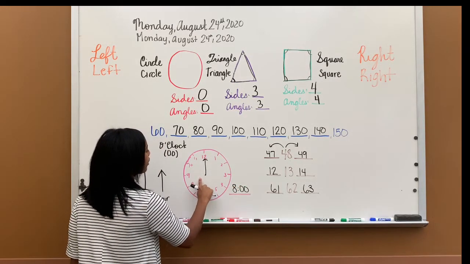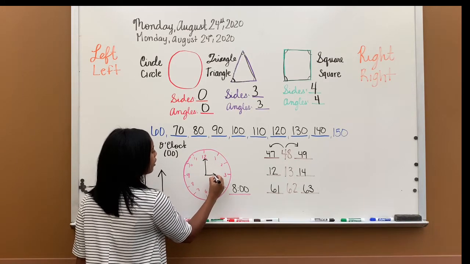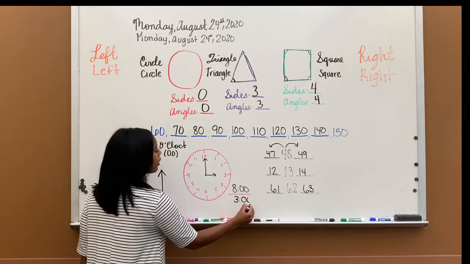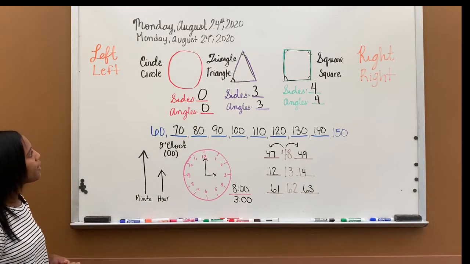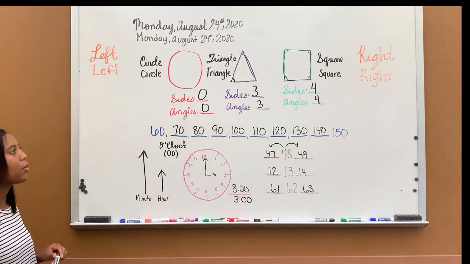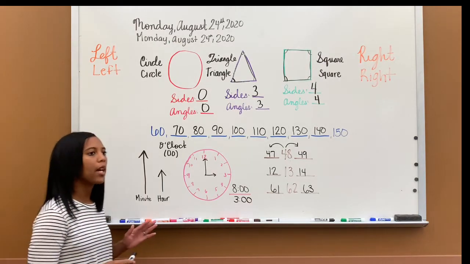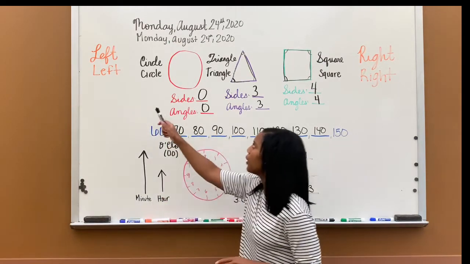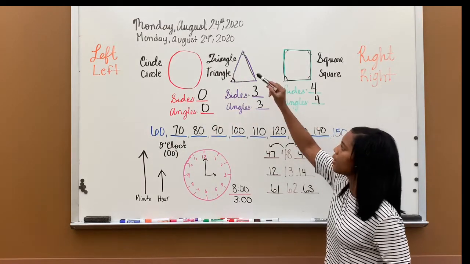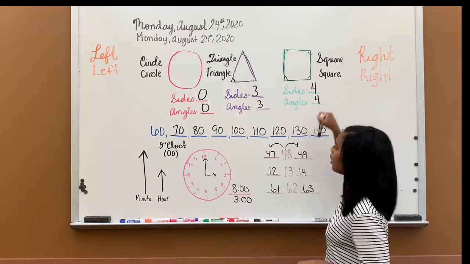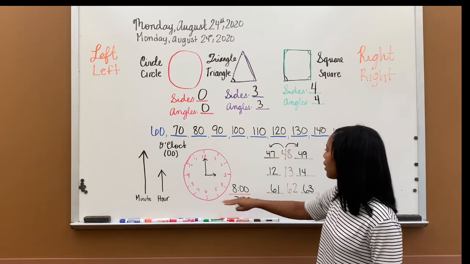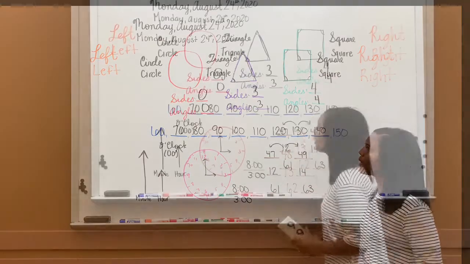I'll do one more. What time is this? 3 o'clock. Good job. That's our math lesson for today. We reviewed our number words, we reviewed our days of the week and our months of the year. We have 7 days in 1 week, and we have 12 months in 1 year. Remember your left and your right. We learned shapes: circle, triangle, and square. We learned how many sides are in each. We counted by tens from 60 to 150. We tell time to the hour, and we practice one more and one less.